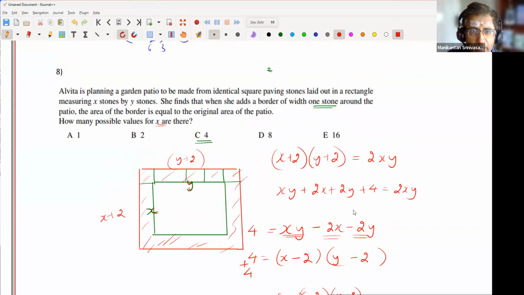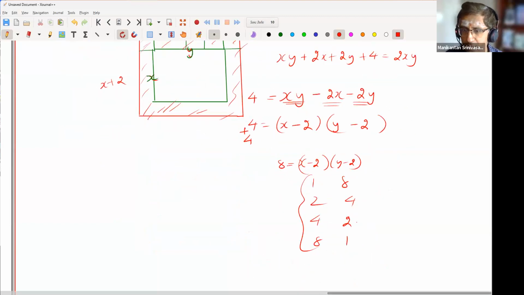It just says x and y. How many possible values for x are there? So the 4, you don't have to figure out and waste time what those x and y values are, but you know there are 4 of them. So the key step is factorization.